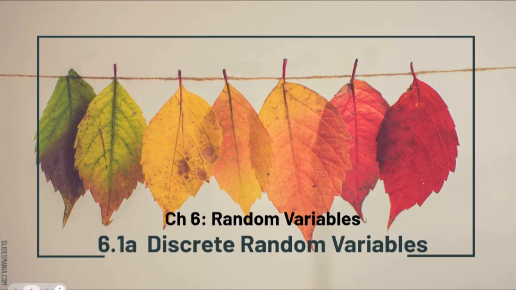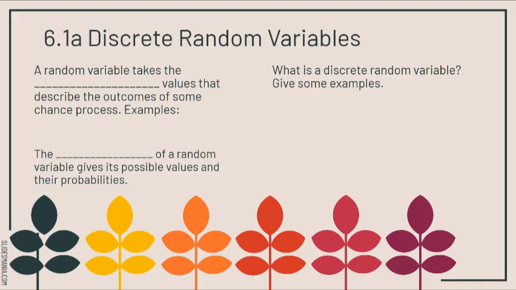We are in Chapter 6, Random Variables. So 6.1a is Discrete Random Variables. A random variable takes numerical values that describe the outcomes of some chance process. An example would be what we've already been doing: rolling a die, flipping a coin. So the number of tails when a coin is flipped, or the number on a die, or the number of children in your family, the number of people in your family. There are lots of different ways we could take discrete random variables.